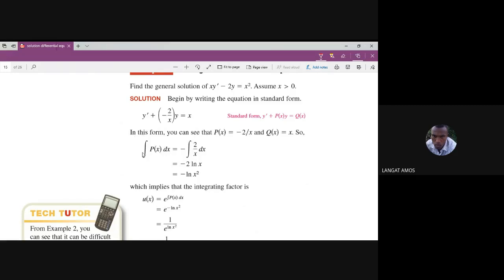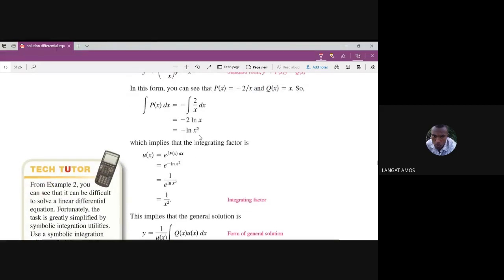When you integrate p(x) dx, which was negative 2 all over x, it is the same as negative the integral of 2 over x dx. So that is negative 2 ln x, which is the same as negative ln x squared. Which implies that the integrating factor is e raised to negative ln x squared. We were trying to get the integrating factor here.